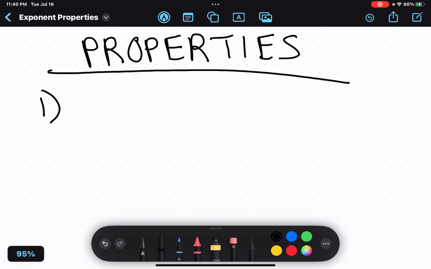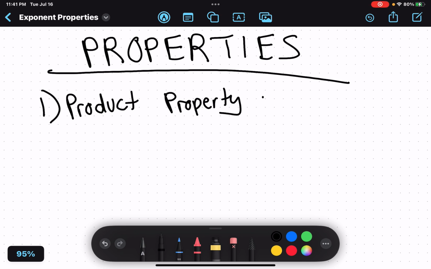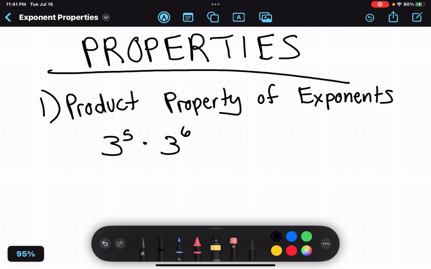Our first property is, let's start nice and easy. Let's do the product property of exponents. So in the product property of exponents, I'm going to give an example. Let's say we did 3 to the power of 5 times 3 to the power of 6.